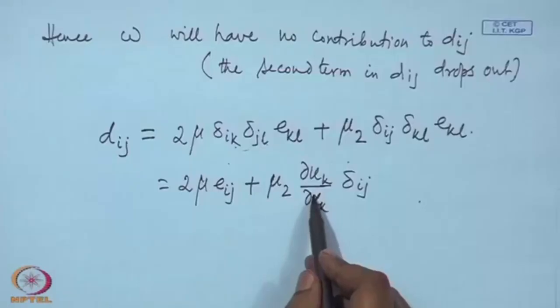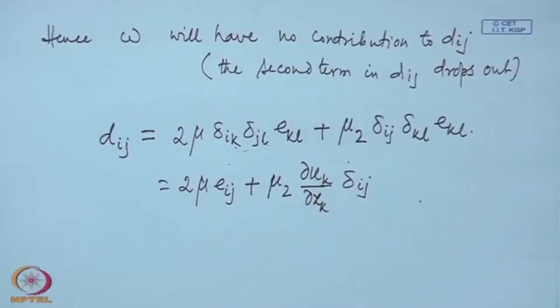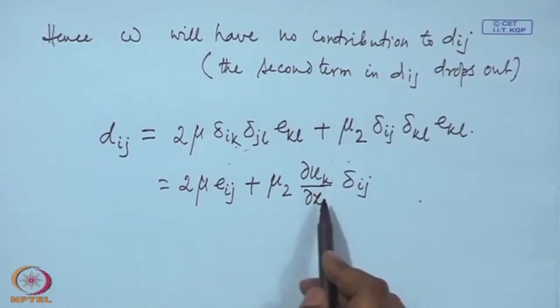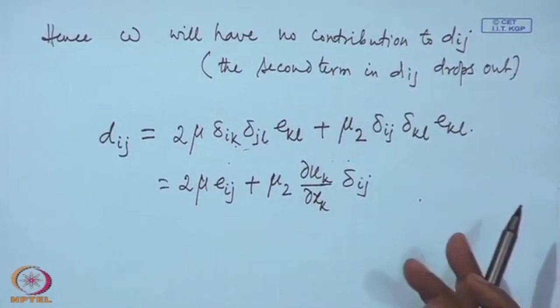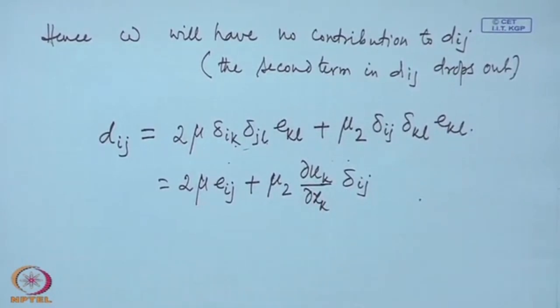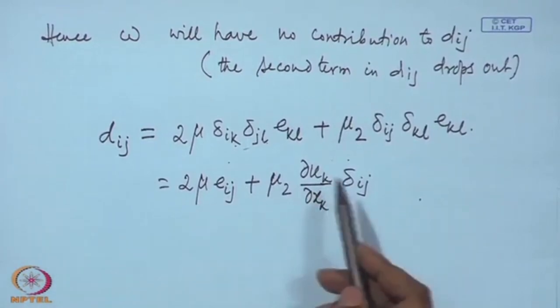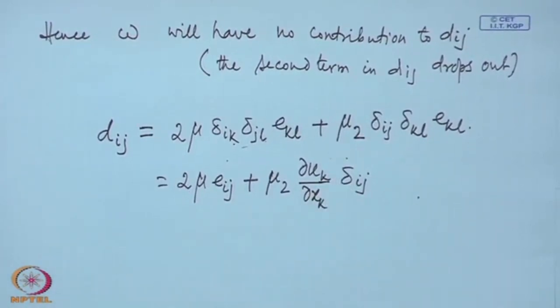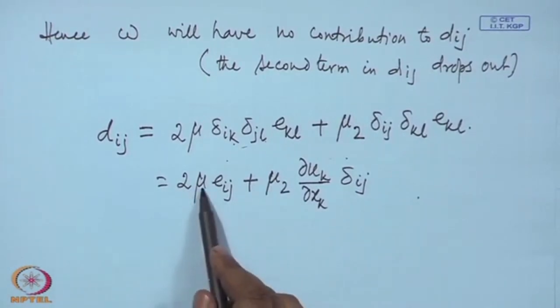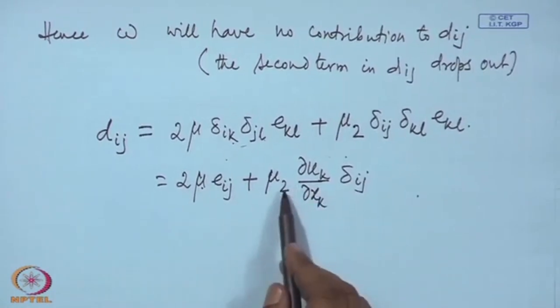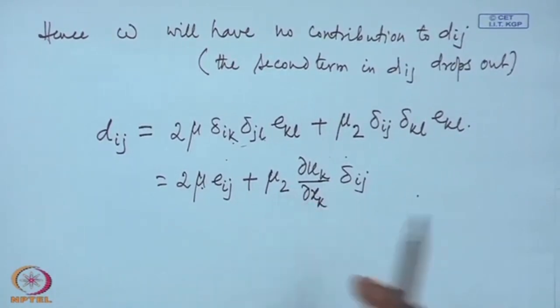because you see this term present with this mu 2 is du_k/dx_k. Okay. What is that du_k/dx_k? It is divergence of the velocity or rate of expansion. Since it is associated with that volume expansion, this is called the second coefficient of viscosity or bulk viscosity. So, this is coefficient of viscosity, this is second coefficient of viscosity or coefficient of second viscosity or bulk viscosity.